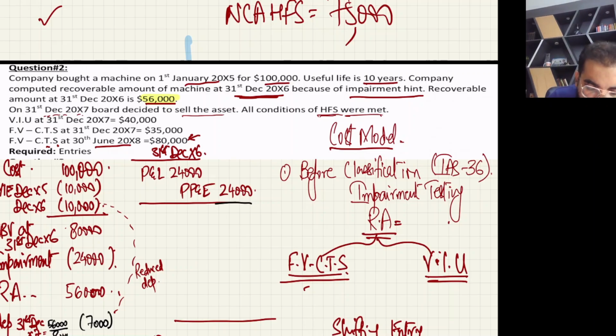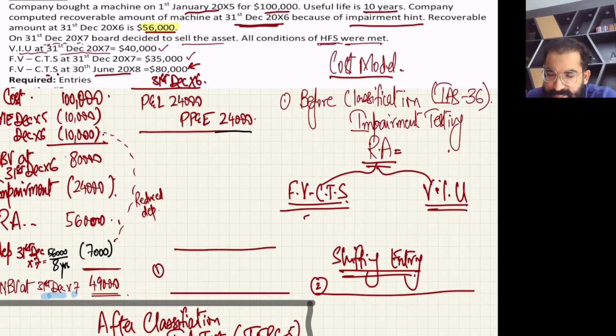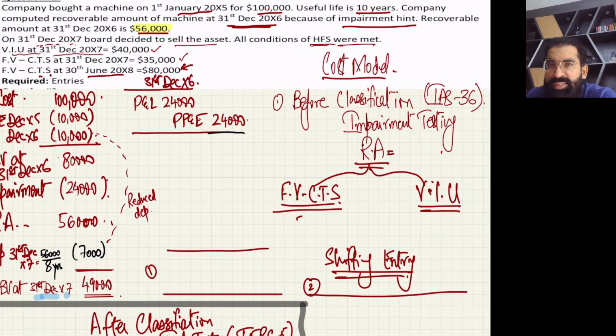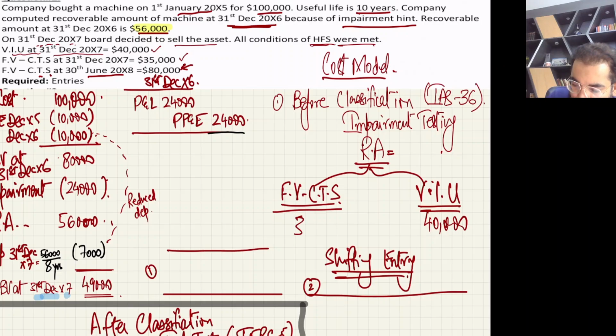Now what they are saying: VIU at 31st December X7 is 40,000 and fair value less cost to sell is 35,000. Don't worry about it. We need to pass it through different scanners. This is the first scanner: before classification, IAS 36 impairment testing. You need to calculate the recoverable amount, which is the higher of these two. VIU is 40,000 and fair value less cost to sell is 35,000.